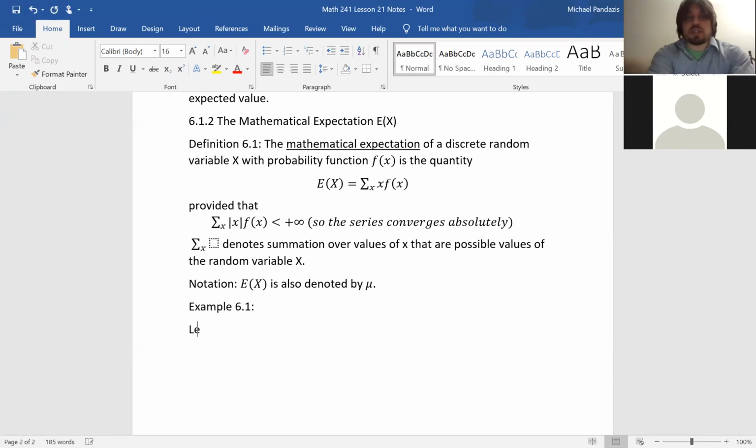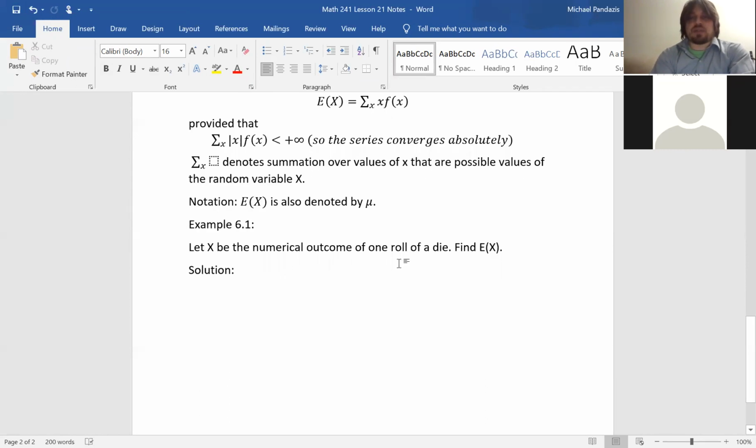Example 6.1. Let capital X be the numerical outcome of one roll of a die. Find E of X. Find the mathematical expectation of X. And once you see the solution, mathematical expectation will start to make more sense. So we want to find E of X.